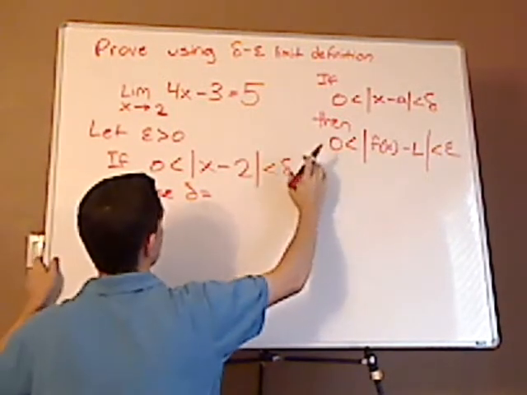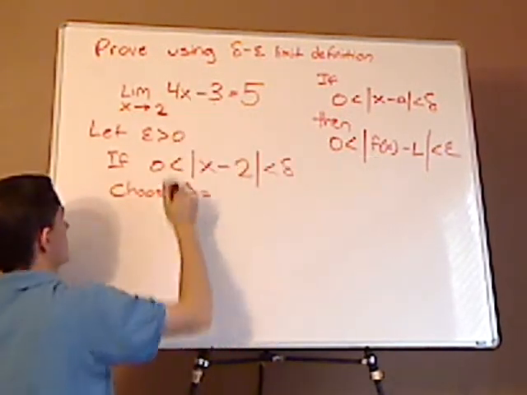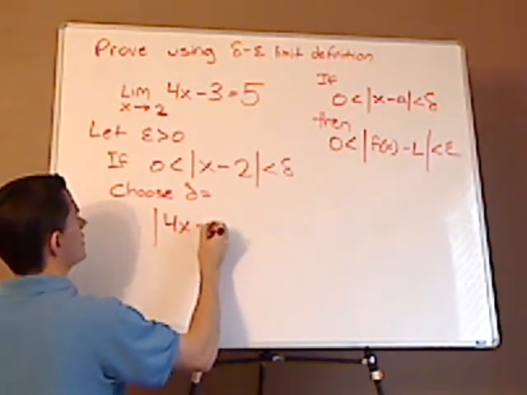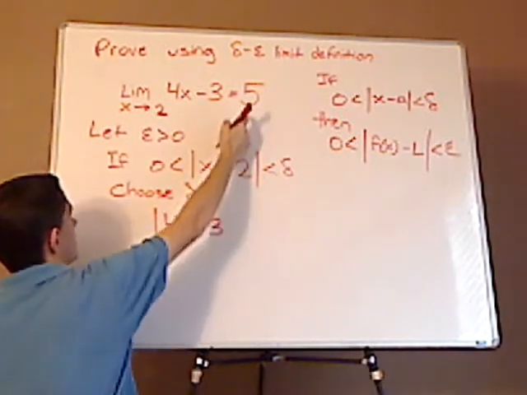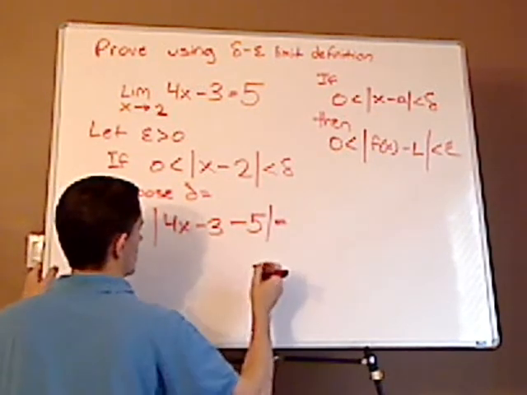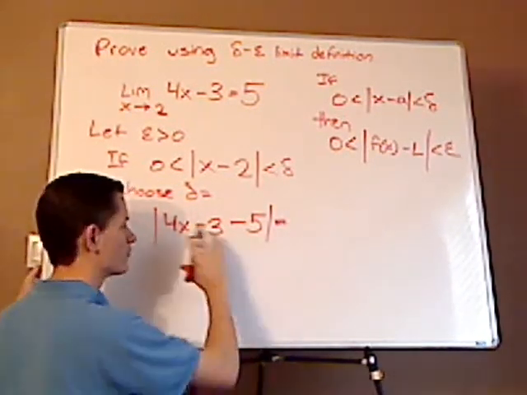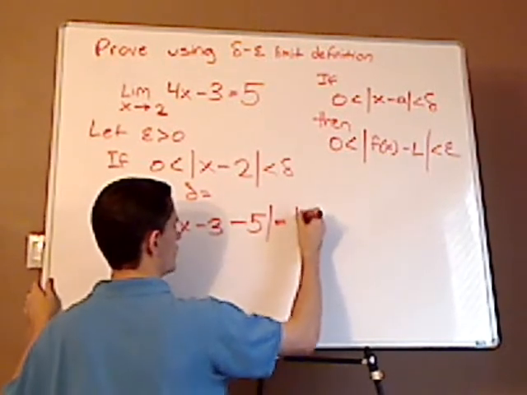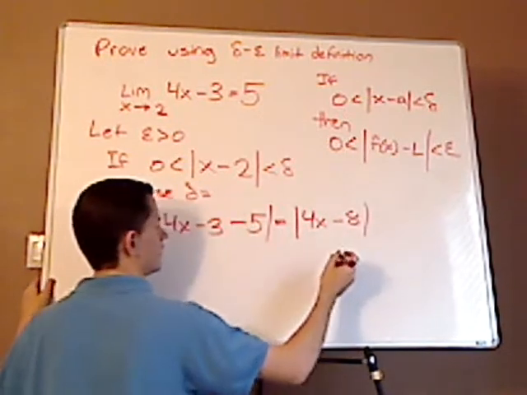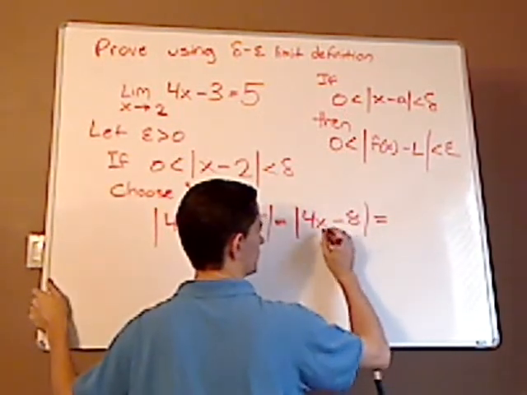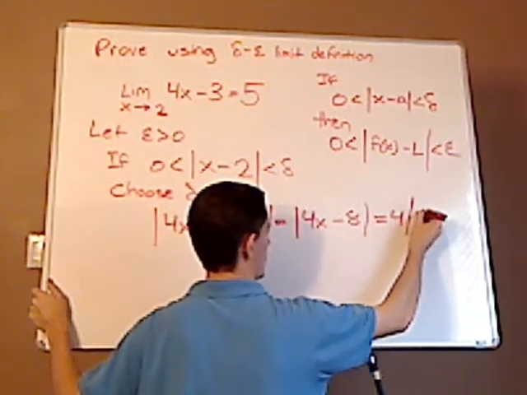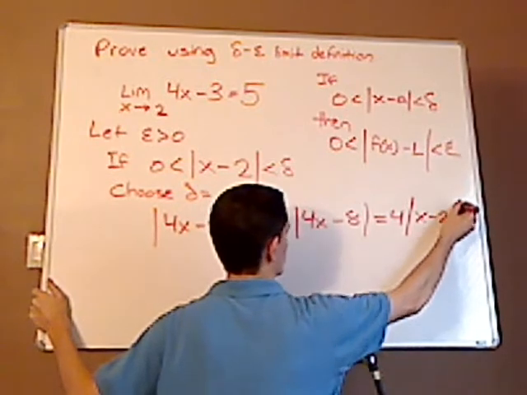Alright, then we're trying to prove this right here, so I'm going to rewrite this. F of x is 4x minus 3. Your L is 5, so it's minus 5. Then you want to manipulate this. I'm going to work sideways just for the sake of room. 4x minus 8. And you simplify that, right? You factor out a 4. You're going to get 4 times the absolute value of x minus 2.